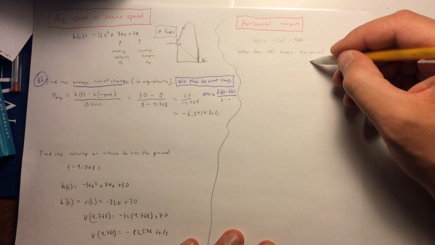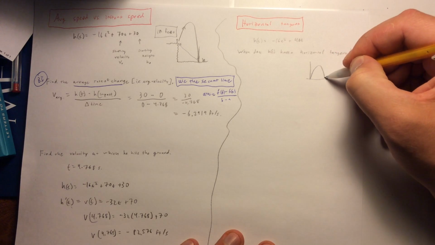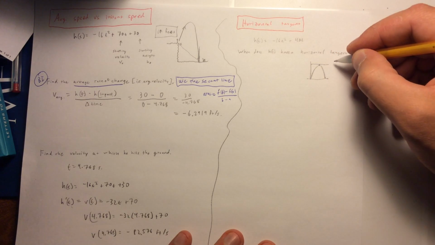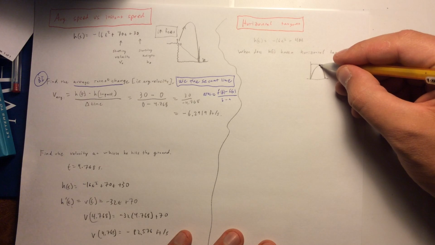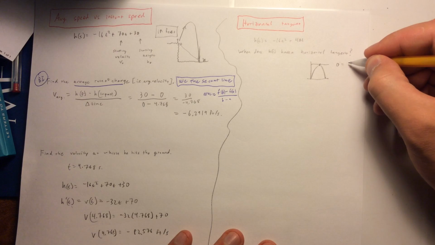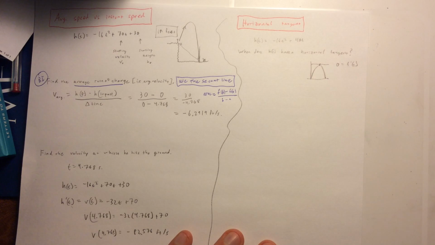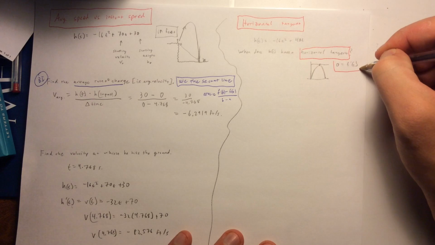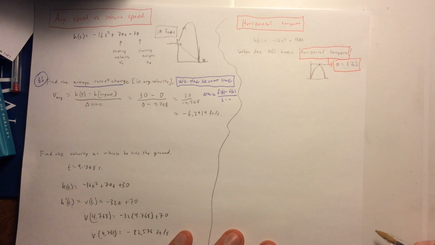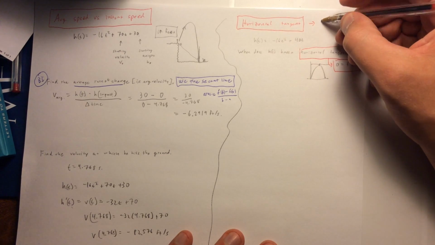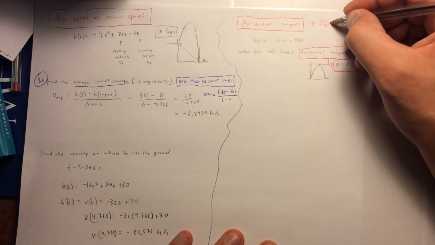Horizontal tangent would be when it reaches its peak right here. Horizontal line. What's the derivative of a horizontal line? What's the derivative of that line right there? That would be 0. So horizontal tangent tells us we've got to find when f prime of x equals 0. That's a huge idea right there. Horizontal tangent is basically asking us when does f prime of x equal 0.